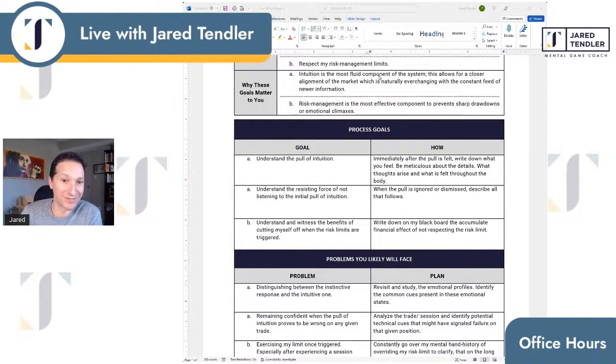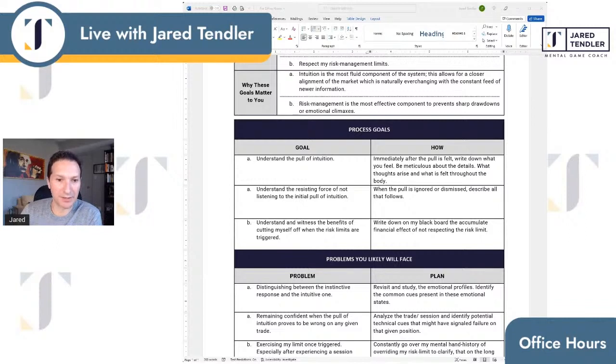Understand the resisting force of not listening to the initial pull of intuition. And when the pull is ignored or dismissed, describe all that follows it. Now, the thing that I would add here is also all that precedes it, right? If you're going to correctly identify intuition, it's not just what happens when the pull is ignored, all right? And kind of using the punishment of failing to recognize it as motivation to continue to check it, but instead understand, right, some of the signals that arise just before it's created. So again, deepening that kind of mapping process.